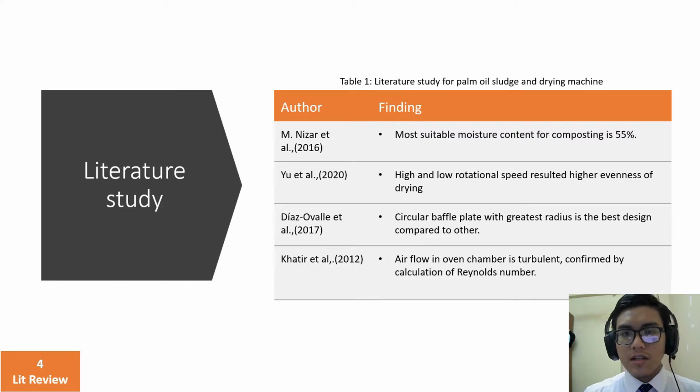From the literature study, M. Nizar 2016 says that the most suitable moisture content for composting is 55%. U 2020 states that high and low rotational speed resulted in higher evenness of drying. Based on Diaz 2017, a circular baffle plate with the greatest radius is the best design compared to others. And lastly, Khatir 2012 states that airflow in the oven chamber is turbulent. This can be confirmed by the calculation of Reynolds number.